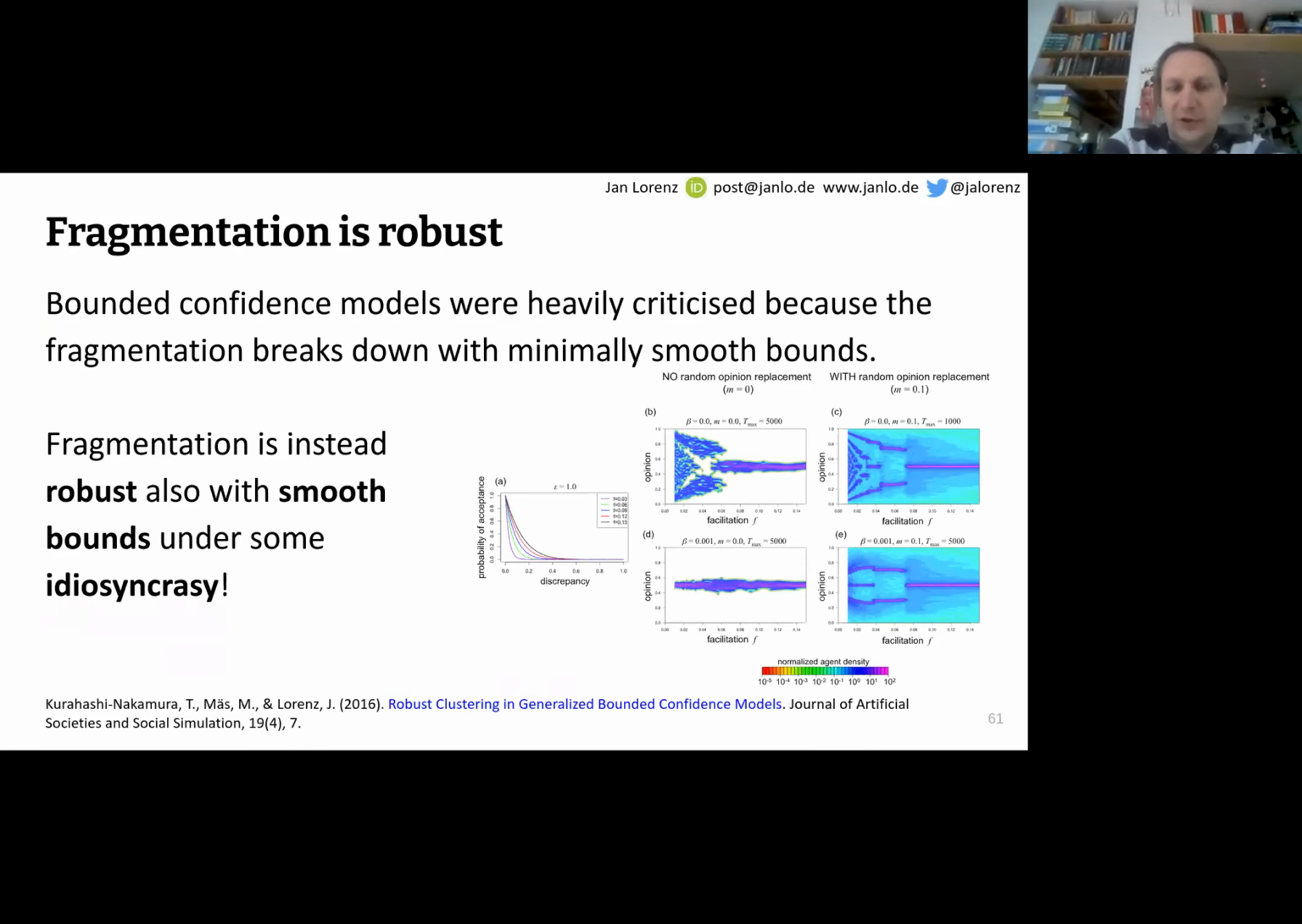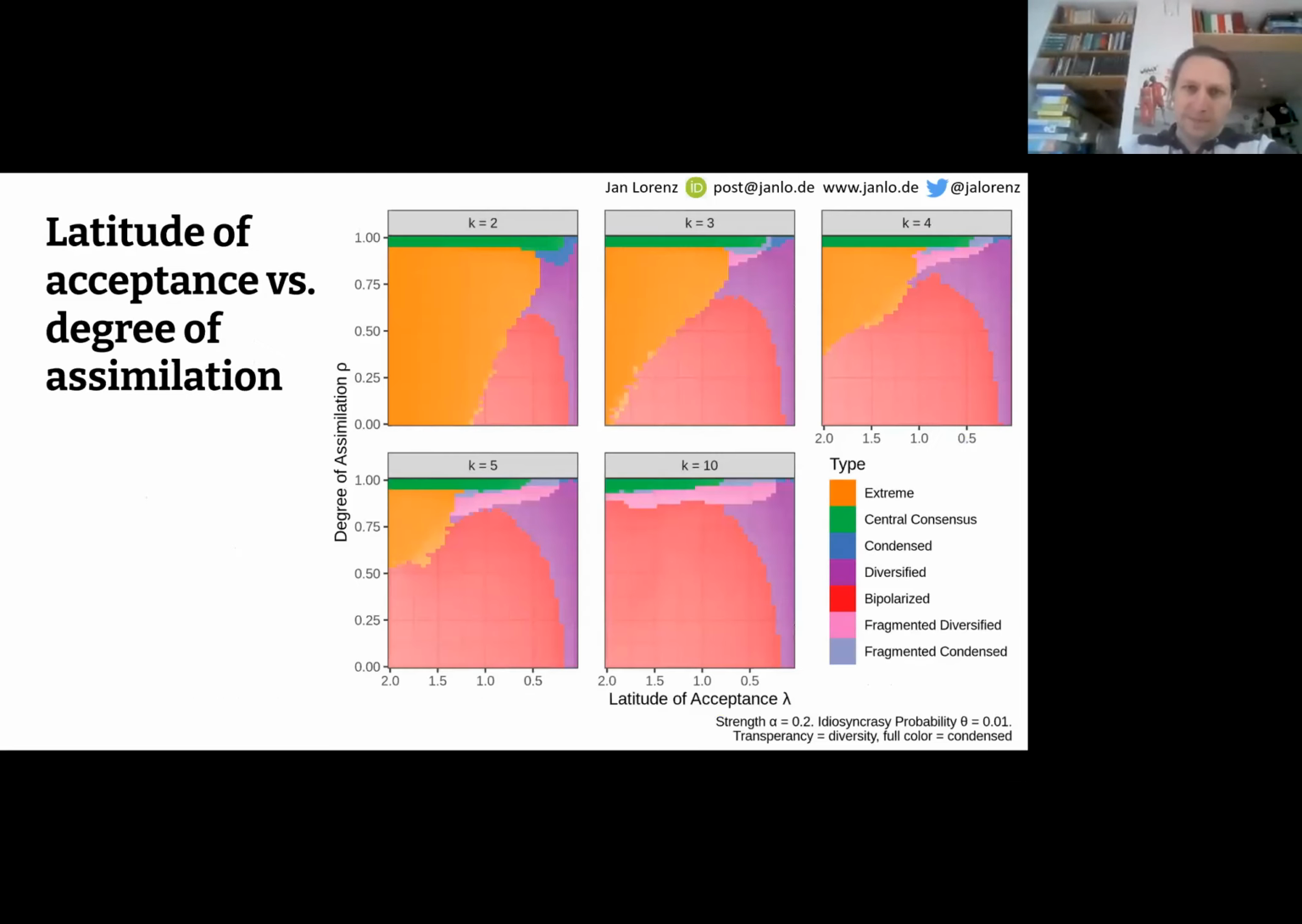But let me take this slide before. So I studied this with two other colleagues. We put these both assumptions together: the idiosyncratic attitude change in the models of Raoul, and this smooth bound. This combination then shows us that when we have a bit of idiosyncrasy, then we have the same clustering dynamics even when we have smooth bounds, as long as they are sharp enough in a certain sense. So that's basically the message. When we have these two things together, we still see the clustering coming even under smooth bounds.